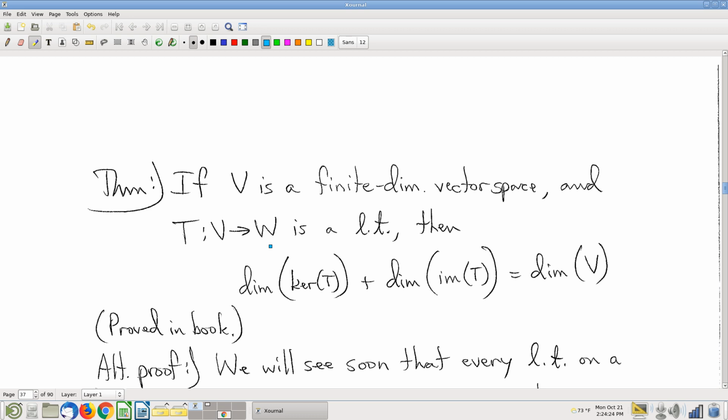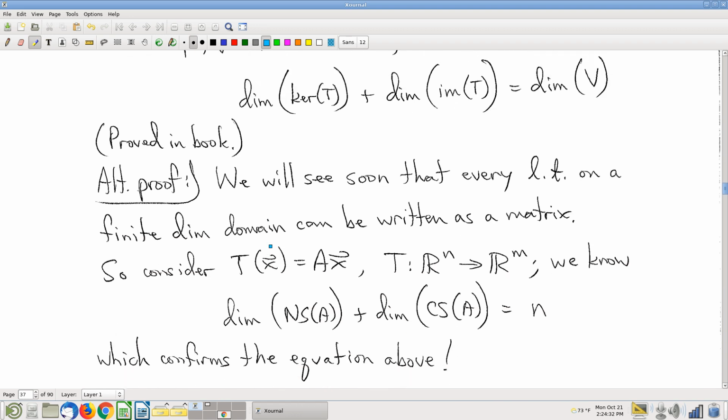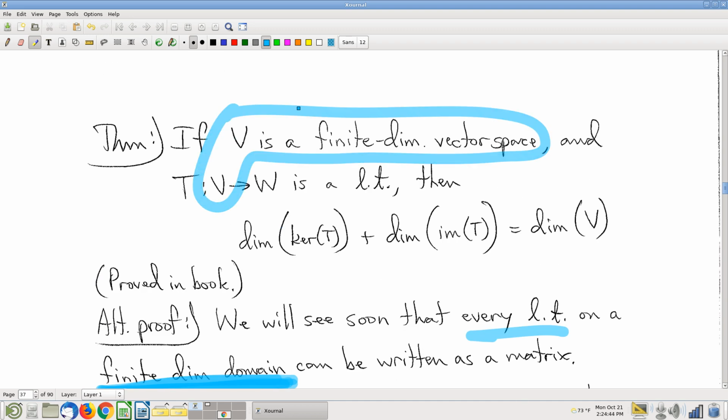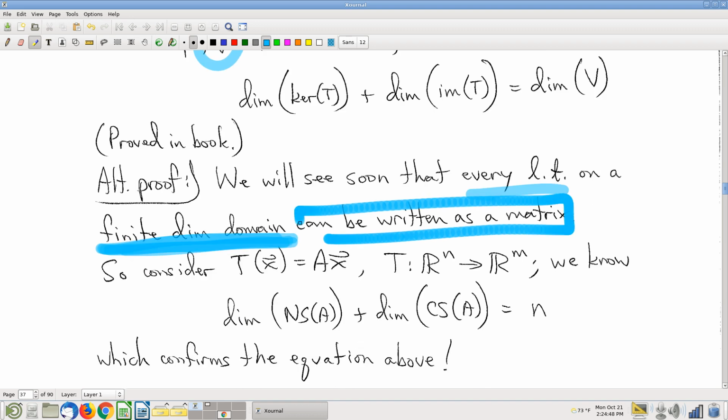And that is, now I'm going to put an asterisk on this. I do have to make one assumption that I will prove later. And that is that every linear transformation defined on a finite dimensional domain, which we are, right? Finite dimensional domain, that's an important constraint, can be written as a matrix.